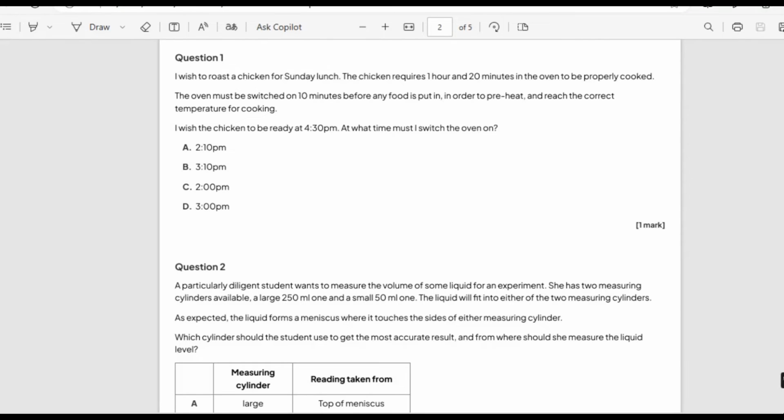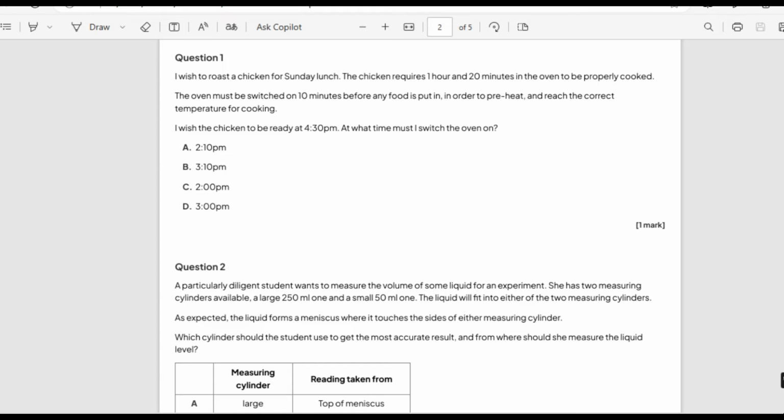Okay, so next question. Let's start with the next one. I wish to roast a chicken for Sunday lunch. The chicken requires 1 hour and 20 minutes in the oven to be properly cooked. The oven must be switched on 10 minutes before any food is put in, in order to preheat and reach the correct temperature for cooking. I wish the chicken to be ready at 4:30 p.m. What time must I switch the oven on?